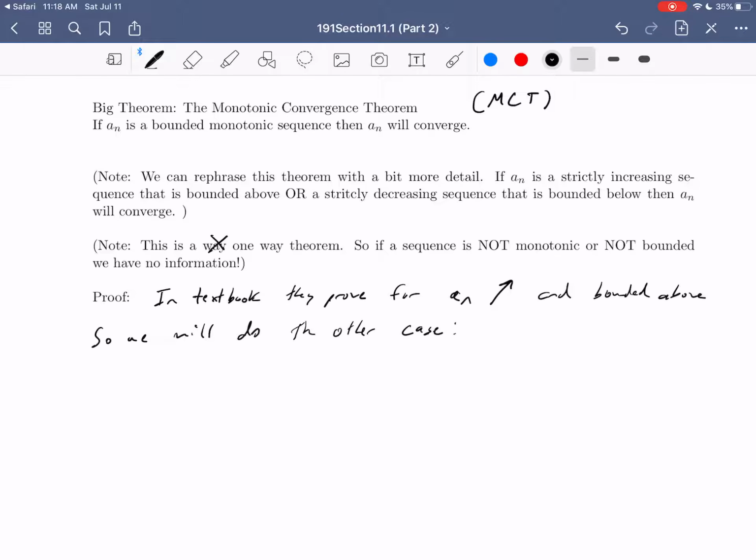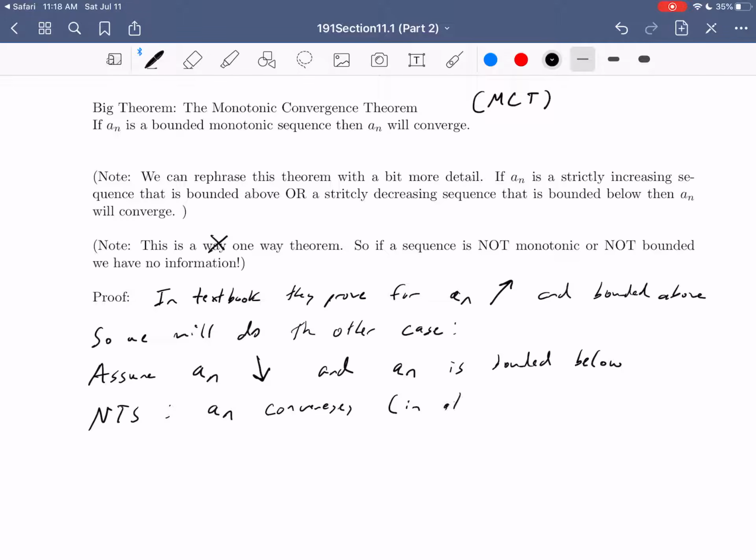So what we get to assume is that a sub n is strictly decreasing and a sub n is bounded below. And what our goal is, we need to show that a sub n converges. In other words, the limit exists. Okay? All right.